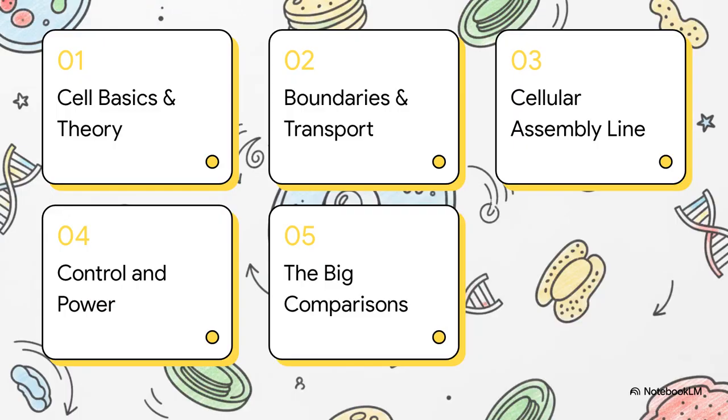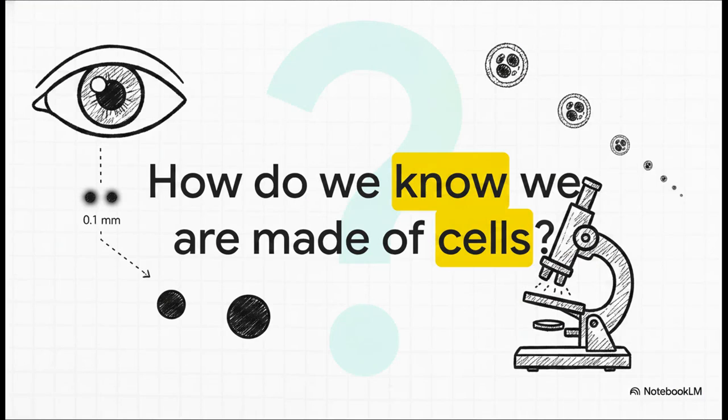We've got 1. Cell basics and theory. 2. Boundaries and transport. 3. The cellular assembly line. 4. Control and power. And finally, 5. The big comparisons. Okay, but before we get into how the factory works, we kind of need to talk about how we even found it in the first place.